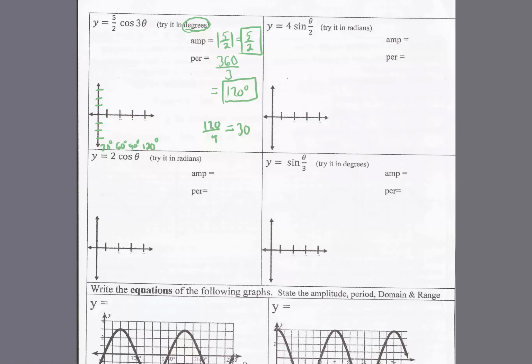So for cosine, on the y-axis, it's going to have a max. So it's going to go up 2.5. You have to remember that your max is 2.5 here. That comes from your amplitude. 5 over 2 is the same as 2.5.